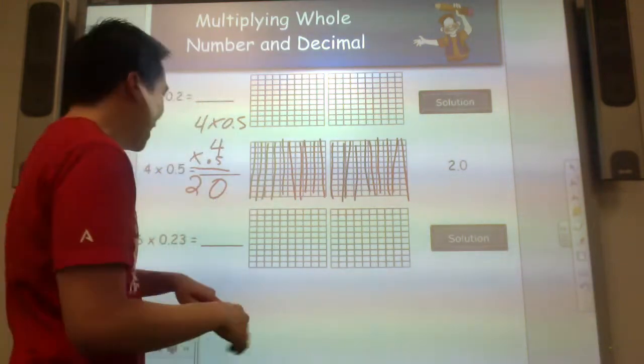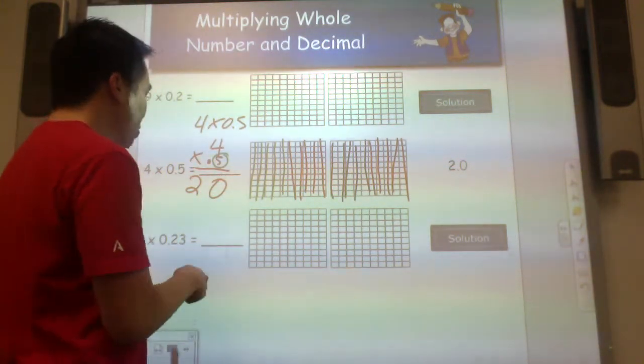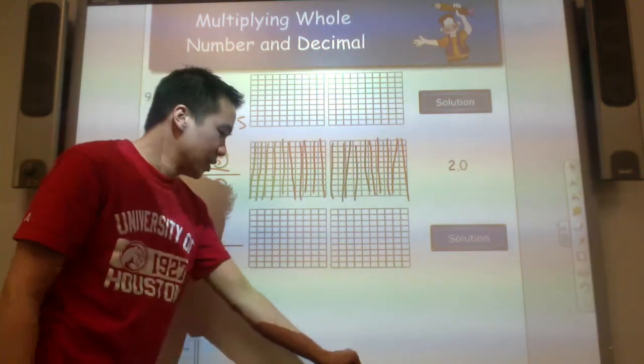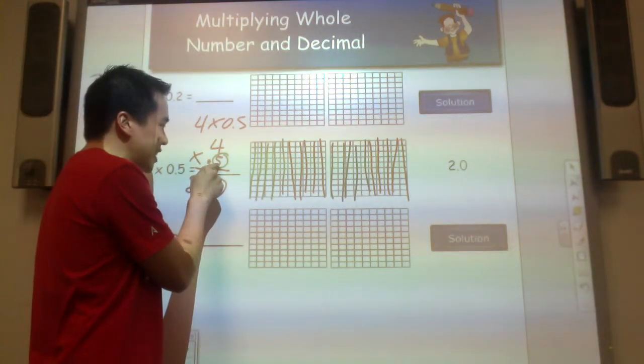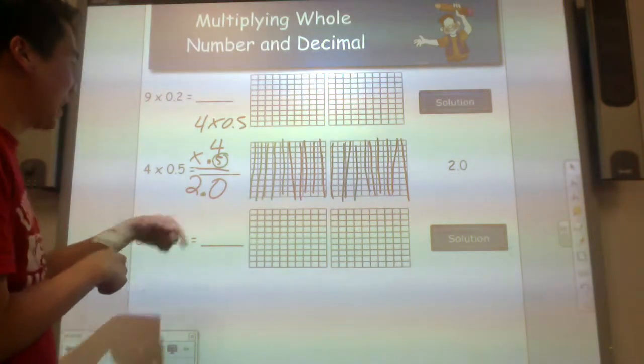What place value is this 5 in? It's in the tenths place. So in your answer, it needs to be in the tenths place. So 2 and 0 tenths. Now another way you can do it is this way. How many places are behind this decimal point? 1 place. In your answer, do you have 1 place behind your decimal point? I do.